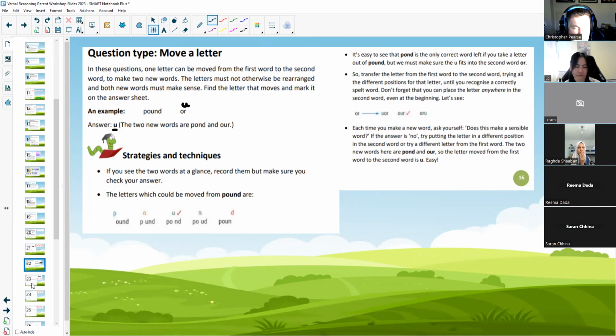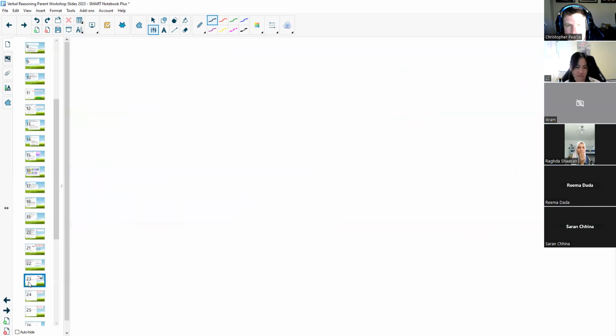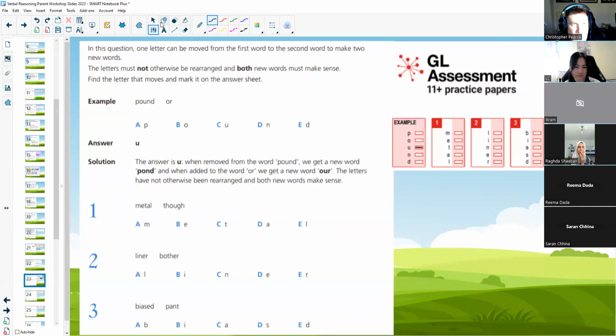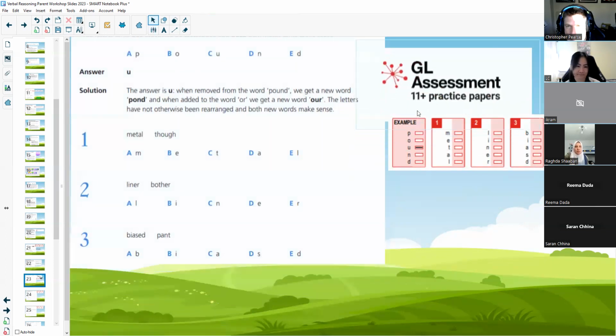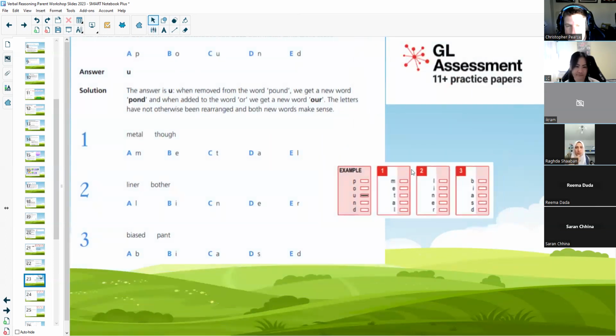So let me just show you how this would look in the examination itself. So I've kept that example there of pound and or. I'm just going to move it up a little bit just so you can see it clearly. And I'll move in the multiple choice sheet. So on number 1, we've got metal and though. So we always encourage the children with these kind of questions, obviously start with the first letter. Sometimes children will just see it straight away, which is brilliant.